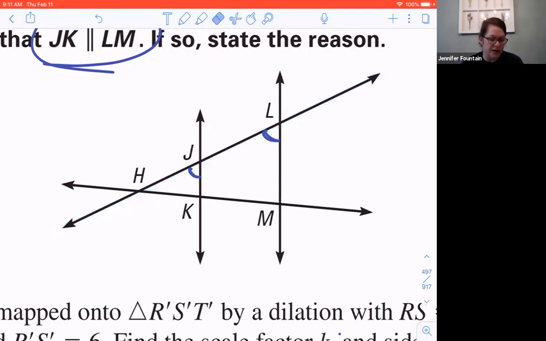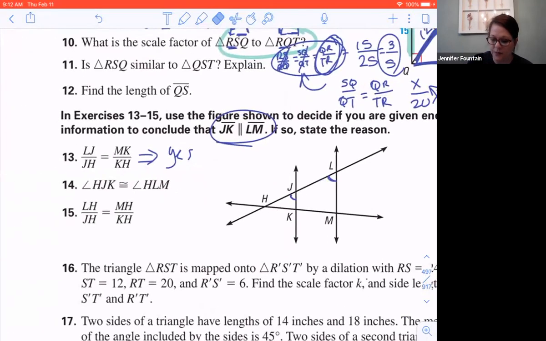Okay, so postulate 15 says if two parallel lines are cut by a transversal, then the pairs of corresponding angles are congruent. So in this situation, they said these corresponding angles are congruent. Therefore, I can conclude that my lines are parallel. Yes, I can make that conclusion using the corresponding angles converse that says if two angles are congruent and they are corresponding, then I know my two lines are parallel.